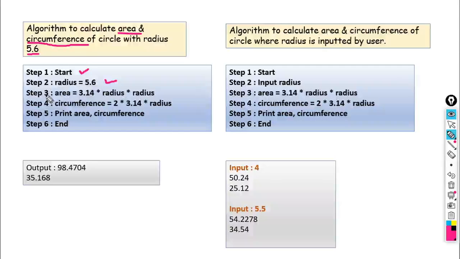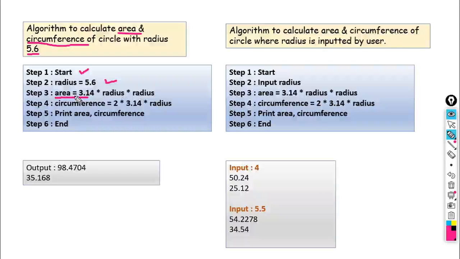Then the next one, step 3. We now have the value of radius, so we can apply the mathematical formula to calculate area. How can we write it? Area is equal to 3.14, that is the value of pi. Don't write pi here because this sign is not available on your keyboard. If you want to write pi, you should assign the value 3.14 or 22 by 7 to pi, and then we can invoke pi within the formula. Instead of doing all these things, we can use the constant value here, that is 3.14.